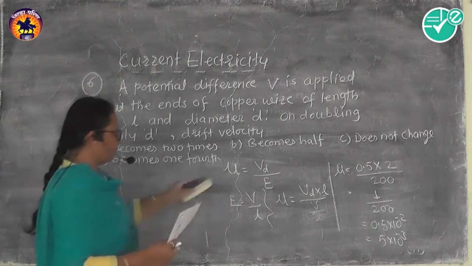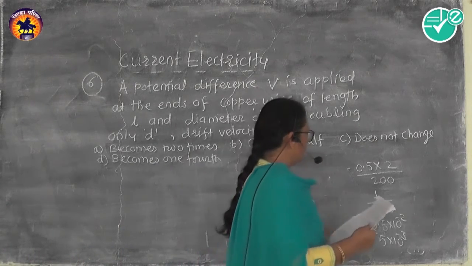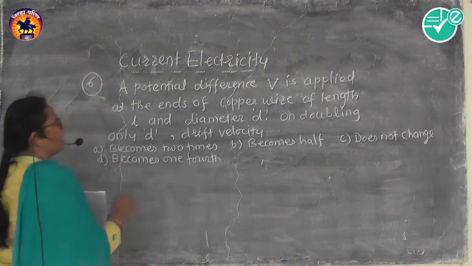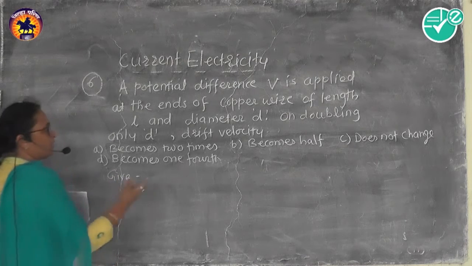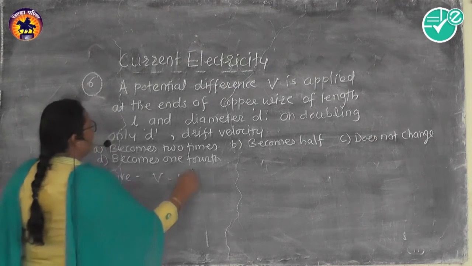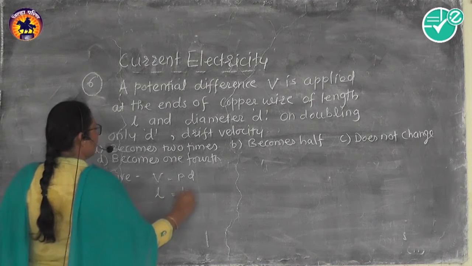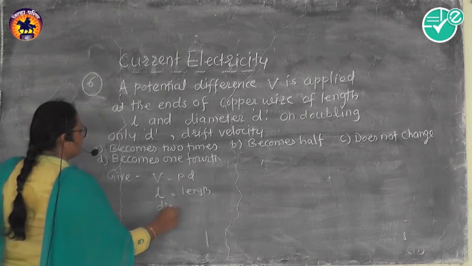Becomes 1/4. As in this example, it is given that a potential difference V is applied at the ends of a copper wire of length L and diameter D.